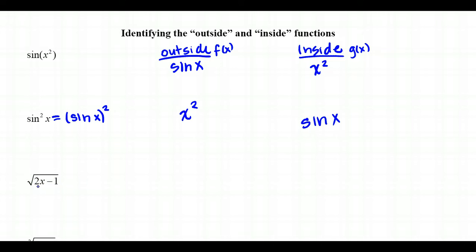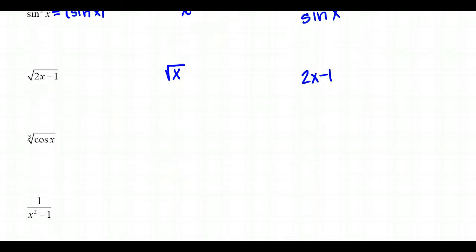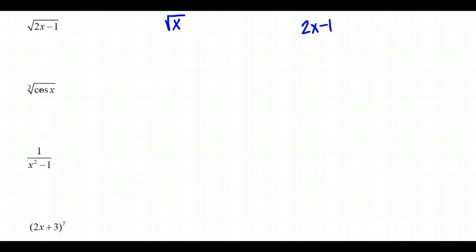I have the square root of 2x minus 1. So 2x minus 1 is inside of a square root. So 2x minus 1 is the inside function, and it's inside of the square root function, the square root of x. So let's keep going. Here I have the cube root of cosine x. So cosine x is inside of a cube root. So cosine x is the inside function, and the cube root of x is the outside function.